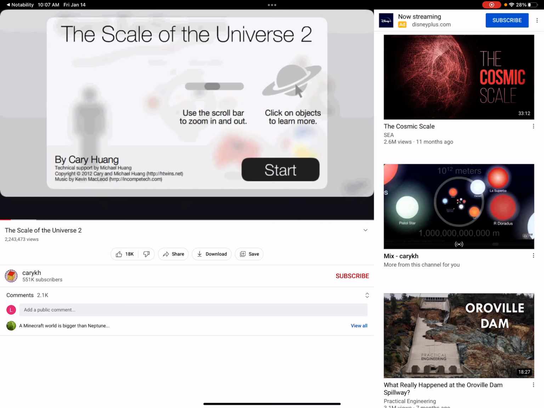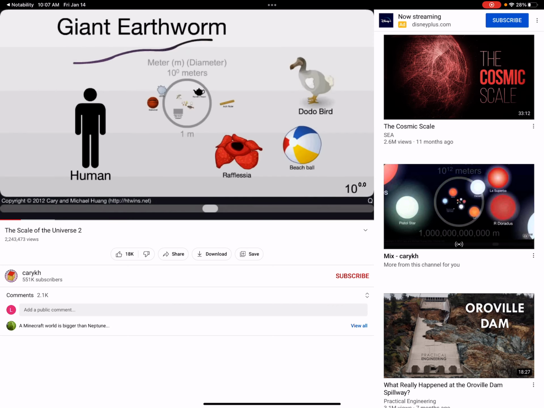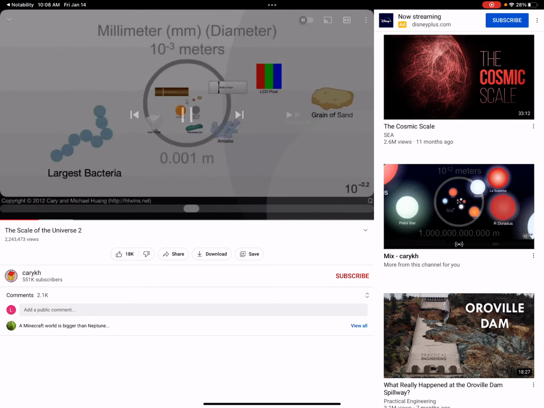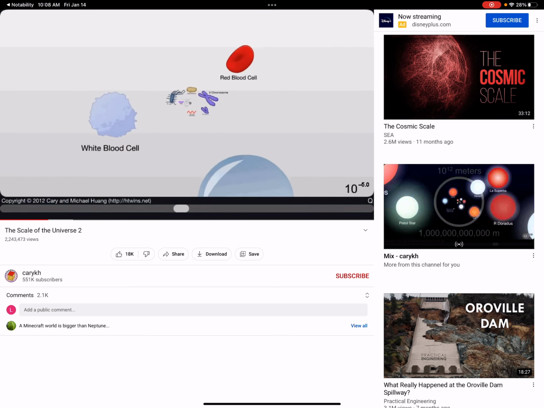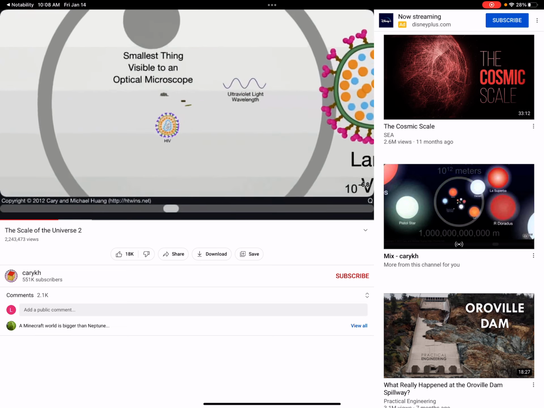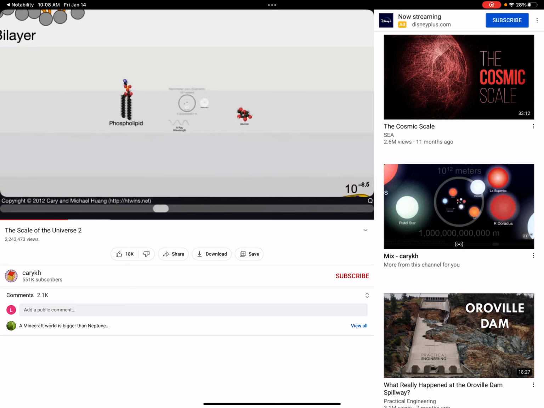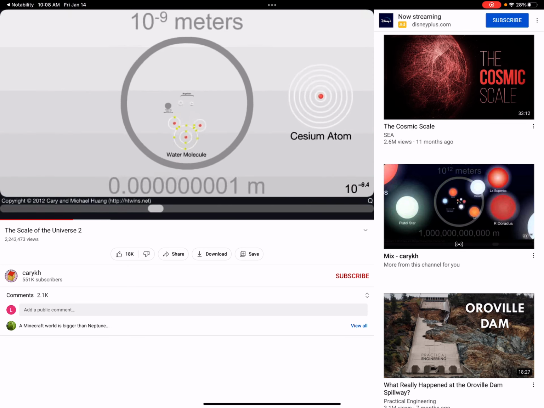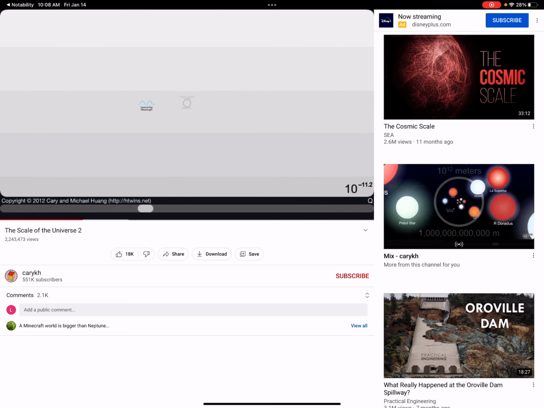This is what I want to show you. It's basically what we call the scale of the universe. Pay close attention to the bottom right corner where it says 10 to the minus 6, to the minus 7, and so on. As you can see, as the number gets bigger, we're going deeper and deeper into smaller things. So having a 10 to a negative number indicates that it's a small number.